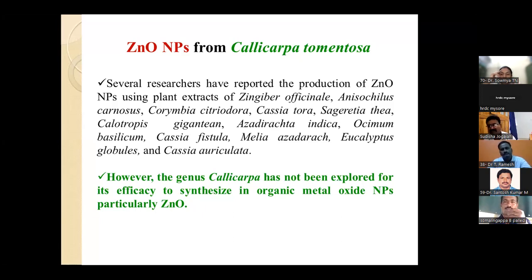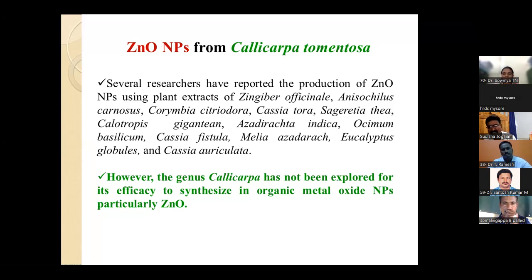Several researchers have reported the production of zinc oxide nanoparticles using various plant materials, from ginger to eucalyptus and cassia. These are the most commonly available plants and are widely used, and they have found fair to promising results when checking the plants for biotic stress, abiotic stress, and biomass. It has given good promising results.